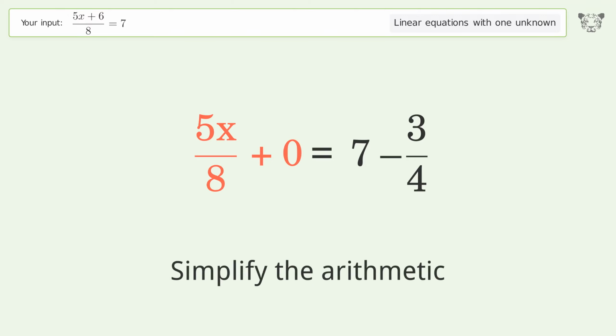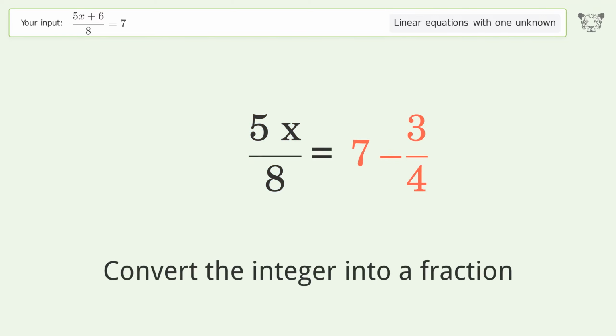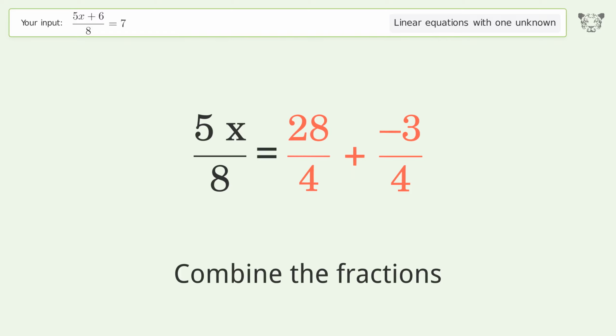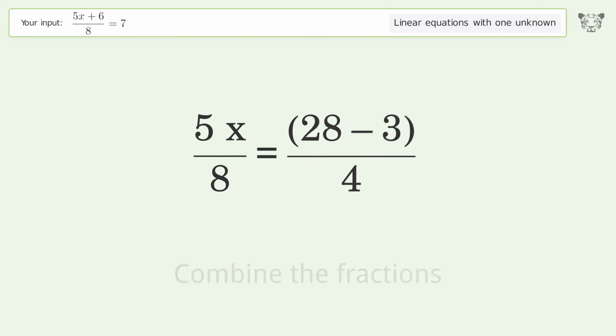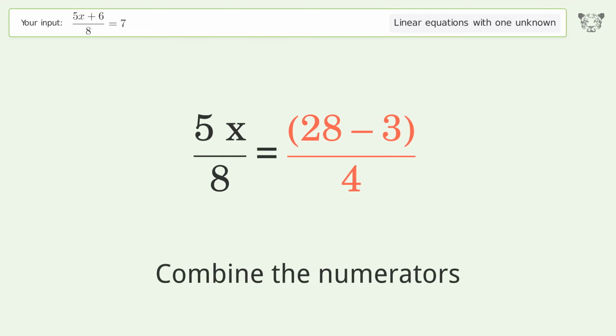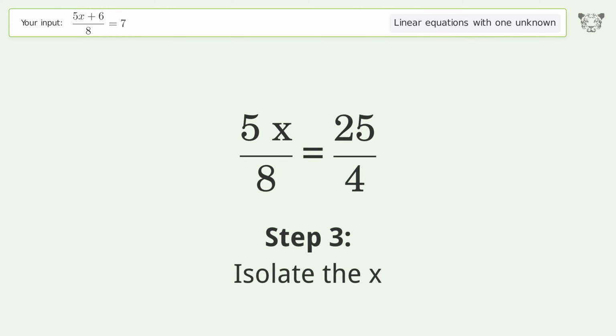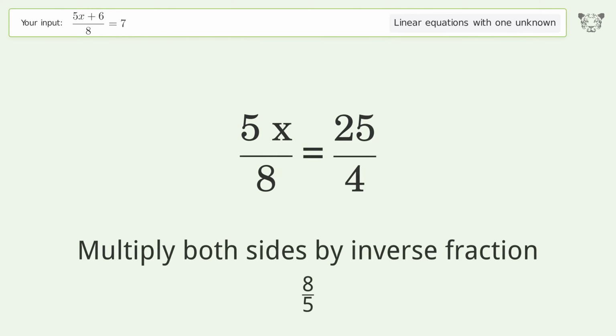Simplify the arithmetic. Convert the integer into a fraction. Combine the fractions. Combine the numerators. Isolate the x. Multiply both sides by inverse fraction 8/5.